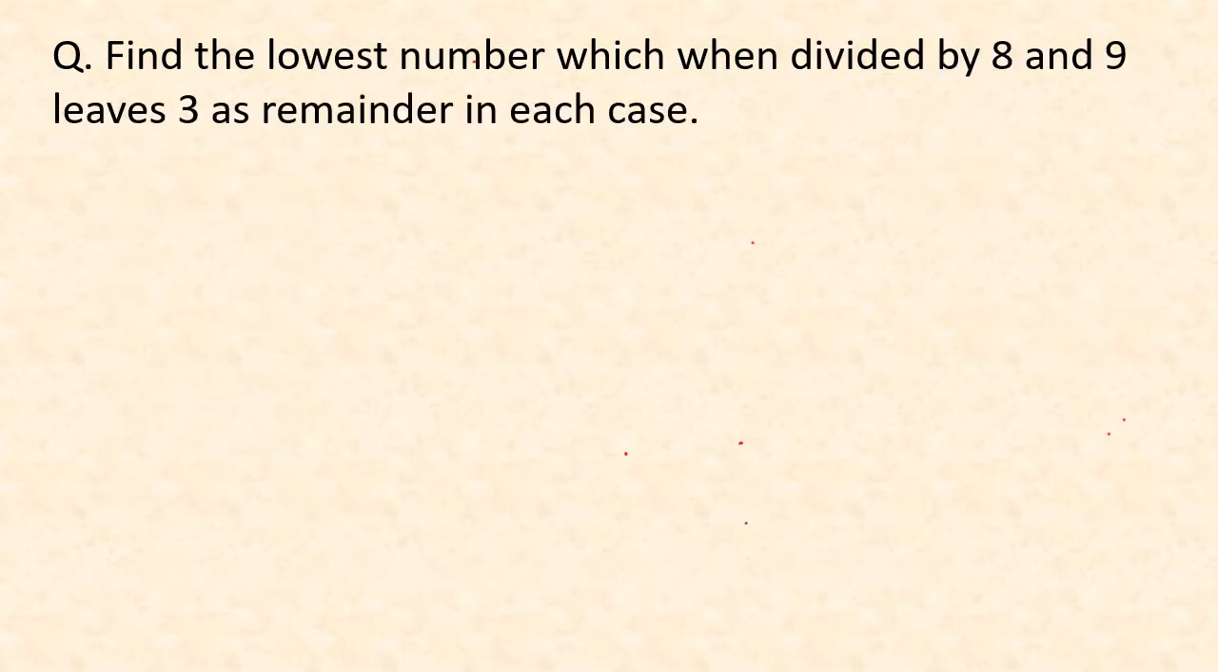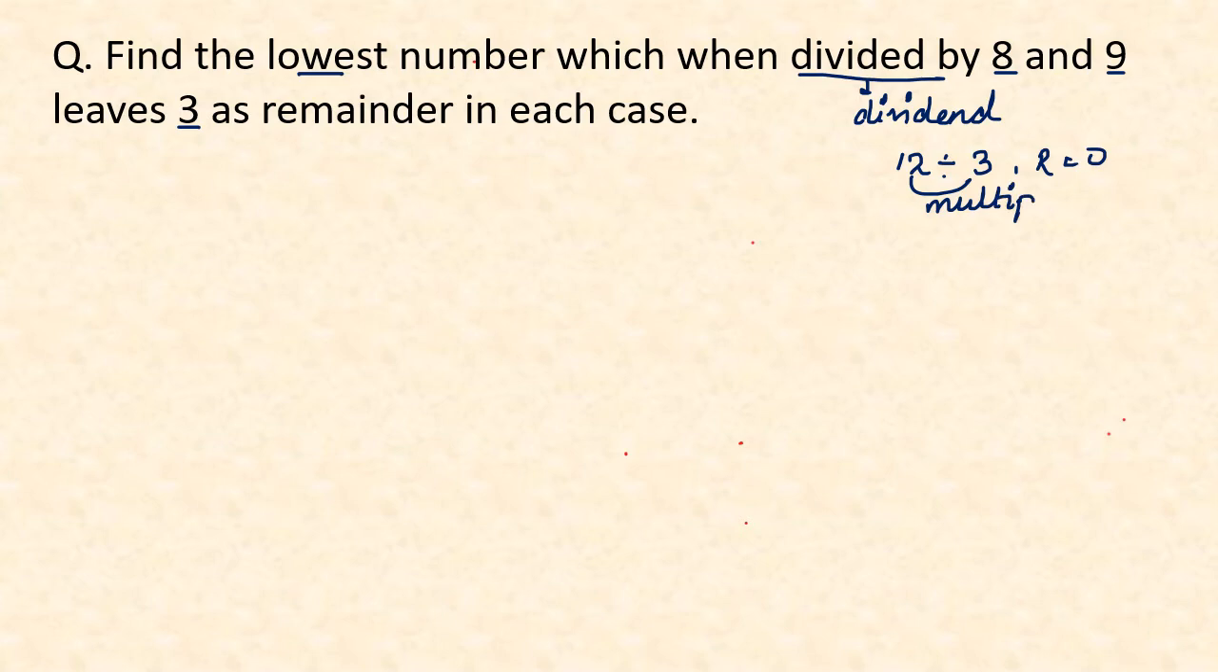Next question is, find the lowest number which when divided by 8 and 9 leaves 3 as remainder in each case. Here we have to find out the lowest number which is divided by 8 and 9. The number which is divided by any other number is called the dividend. Now if the dividend is exactly divisible by the divisor, then the dividend is a multiple of the divisor, like we took in the previous question, 12 divided by 3. So here 12 is a multiple of 3. 3 is a factor of 12 and 12 is a multiple of 3.